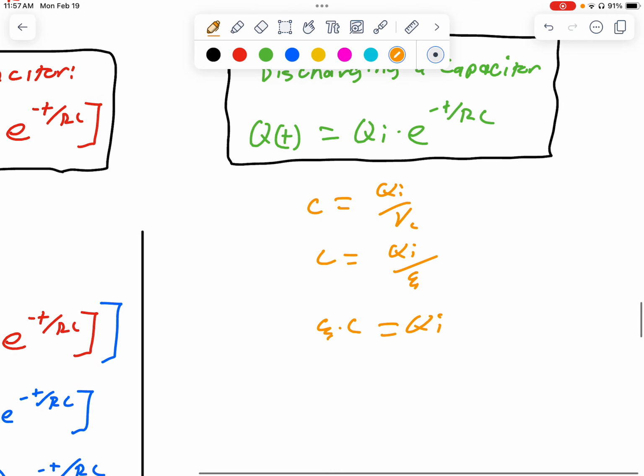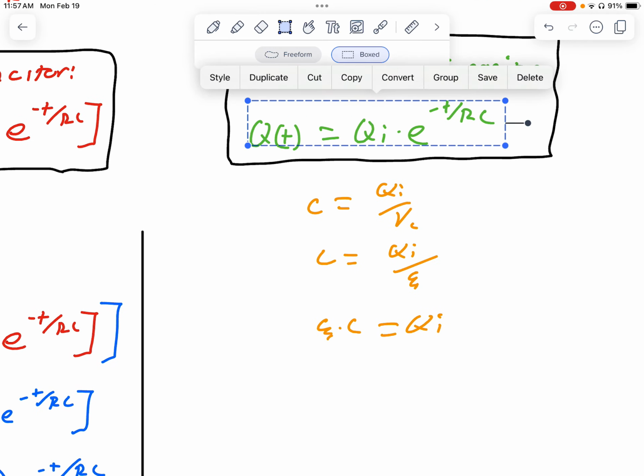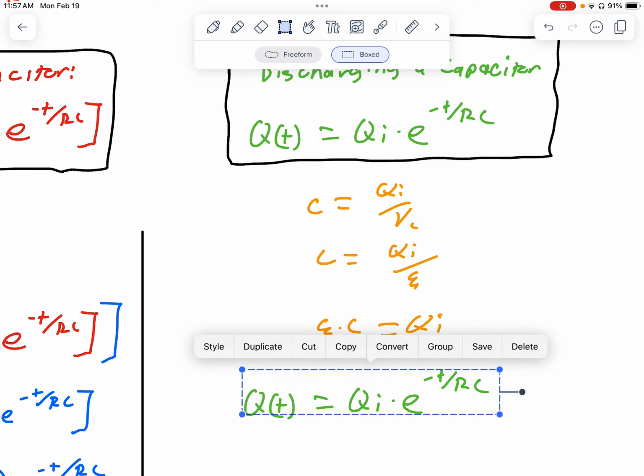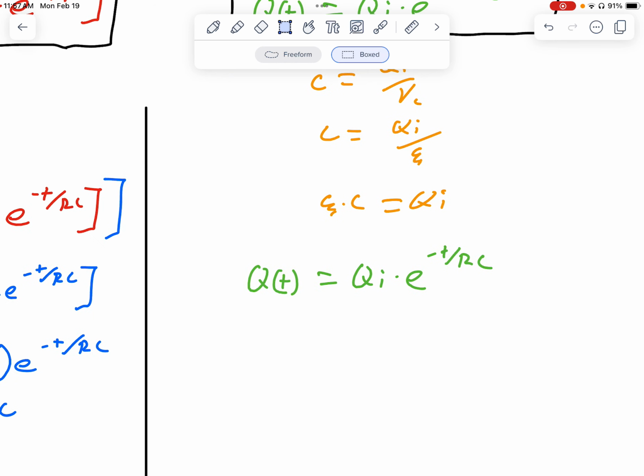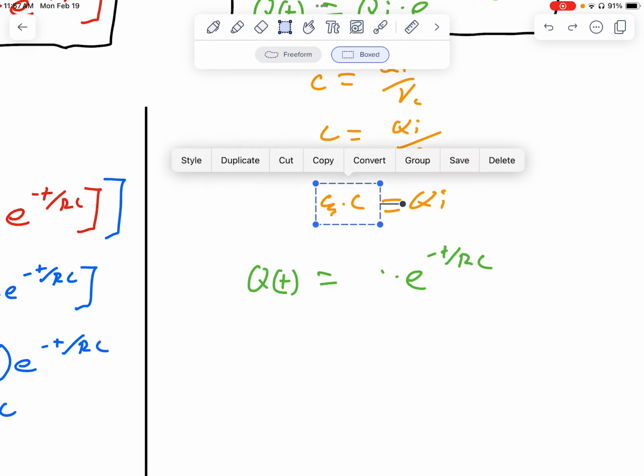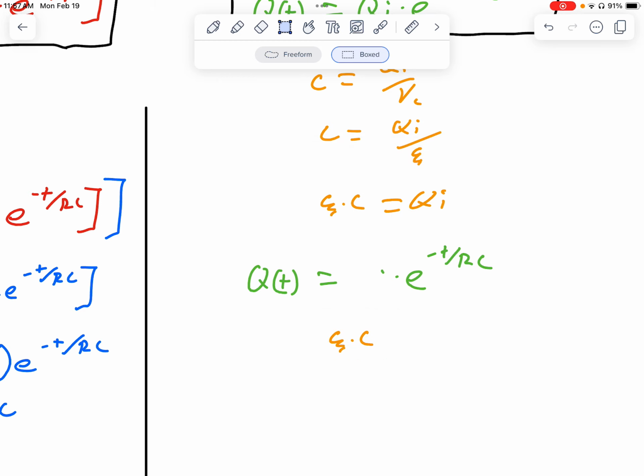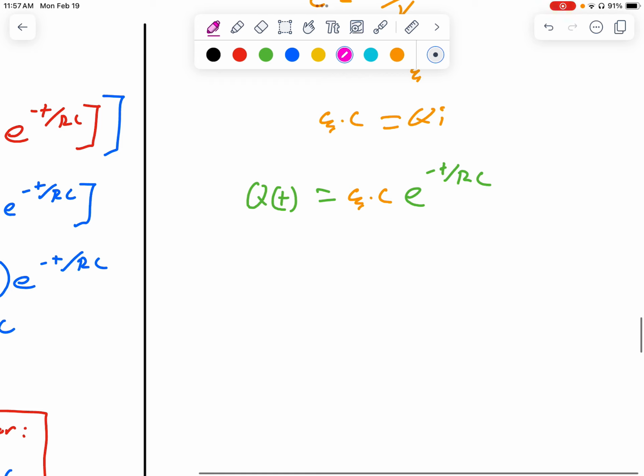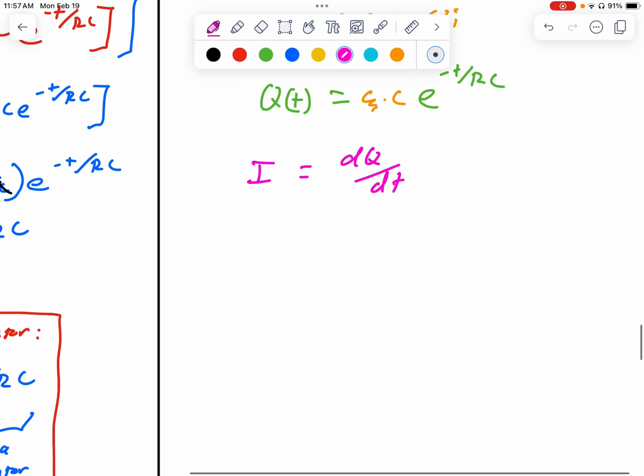All right, so I'm just going to take this and sub it in. Okay, so we're just moving back and forth with all this. If I take this and sub out that Q_i and sub in this epsilon times capacitance, and we clean that up just a little bit. There we go. Okay, now same approach as we did for charging the capacitor: current is the time derivative of charge with respect to time.